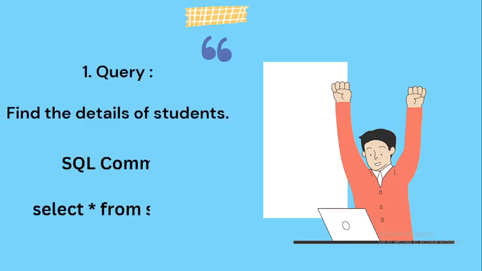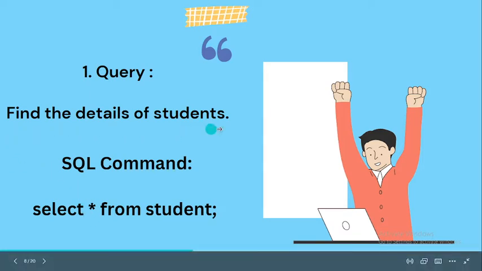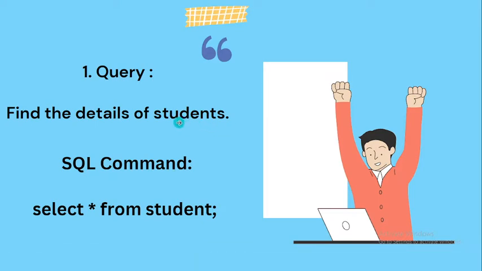Now we have a query. The query is to find the details of students. Here student is our input table from which we want to find the details of all the students. As we have seen, we have three records available in the table student. The same three records we want to have in our output table also. For that we need to write this SQL command: select asterisk from table name, where the table name is replaced with student. Let's see once we execute this command what our outcome will be.